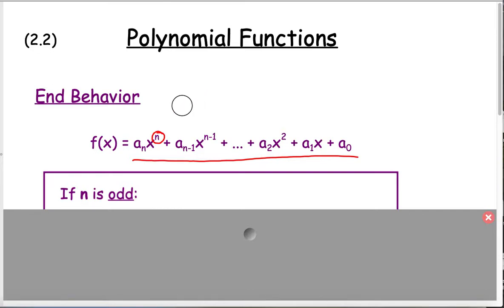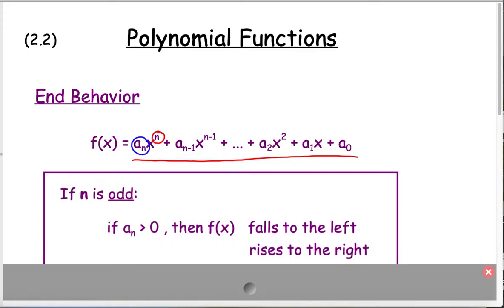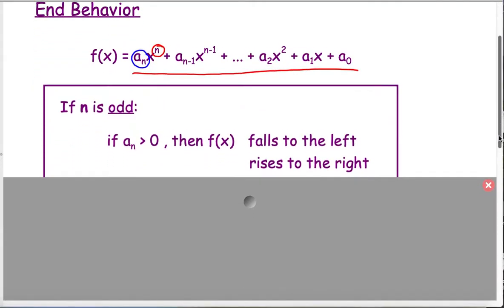Now, if that highest degree power is odd, like let's say x to the third, or x to the fifth, or x to the ninth, or x to the first, I guess, then we have two possibilities. And what we need to look at is the coefficient in front of that x to the nth power. If that coefficient is positive, then that tells me that my function will fall to the left and rise to the right. So this is when n is odd. Let's say, for example, we could look at x cubed.